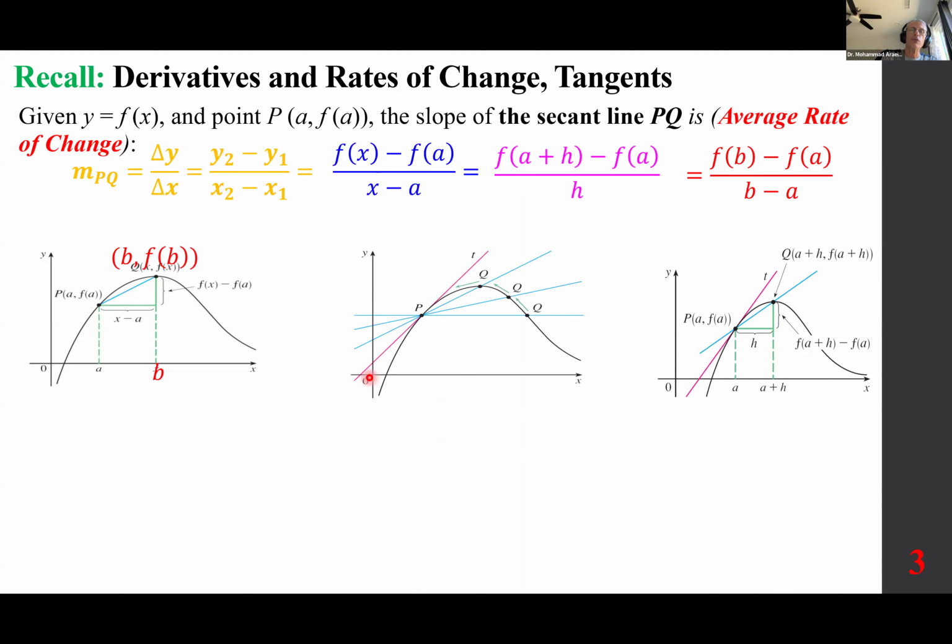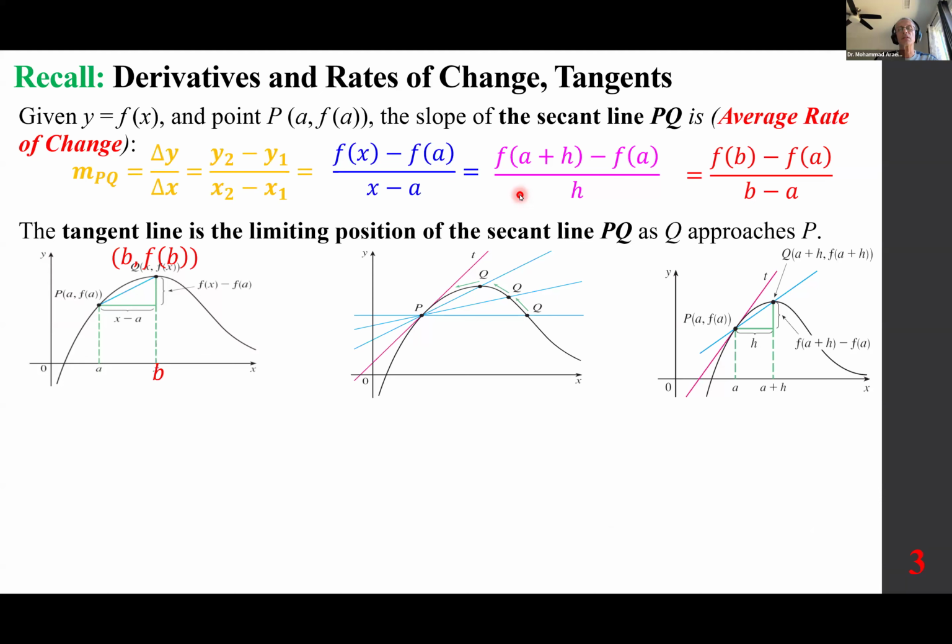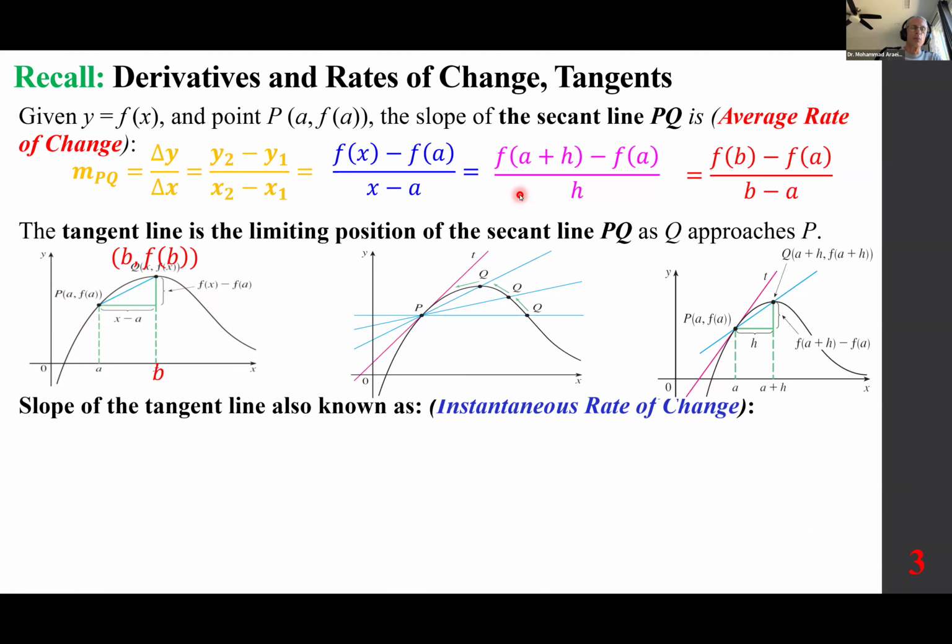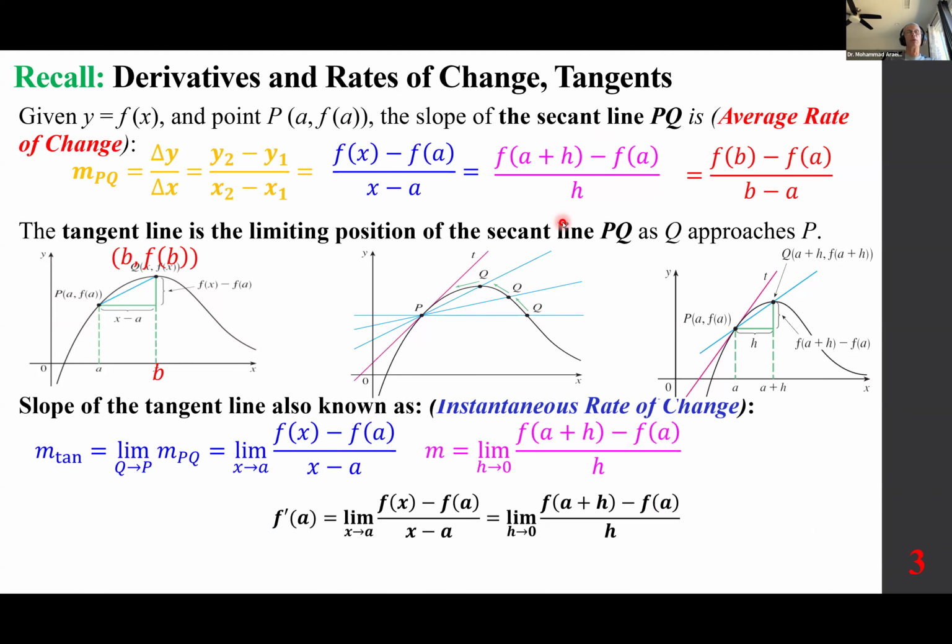As q moves towards p, it gives rise to a tangent line. So the tangent line is the limiting position of the secant line pq as q approaches p. The slope of a tangent line is also known as the instantaneous rate of change. Therefore, if we go with this one as q approaches p, this one as x approaches a, and this one as h approaches 0, we call them f prime of a.